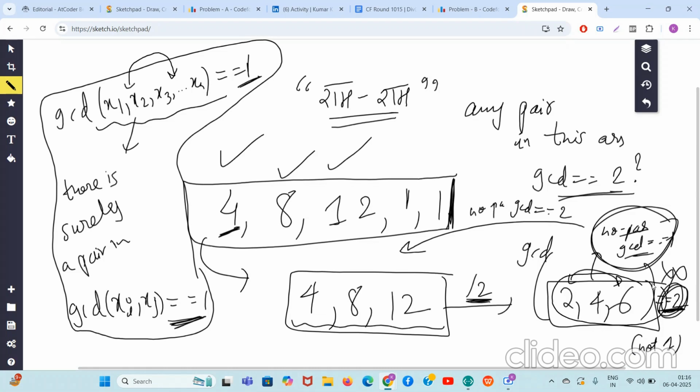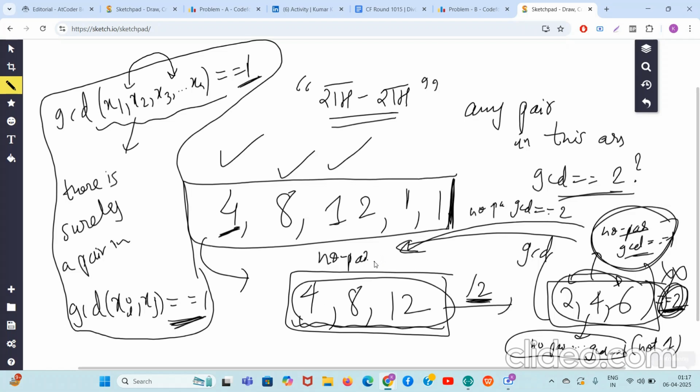From here we learned that no pair exists in it such that the GCD is equal to 1. So, because now you multiply all the numbers by 2 and reverse the process, this means no pair exists in this sequence such that their GCD is equal to 2. So that's why the GCD of 2 is not possible.